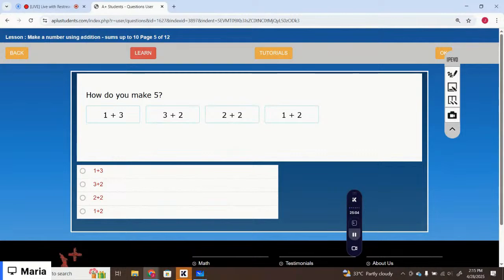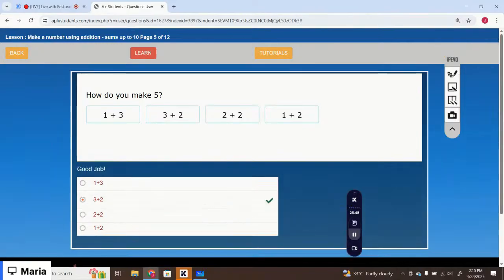How do you make 5? Which is the correct option? Option number 2 is the correct option. 3 plus 2 makes 5.